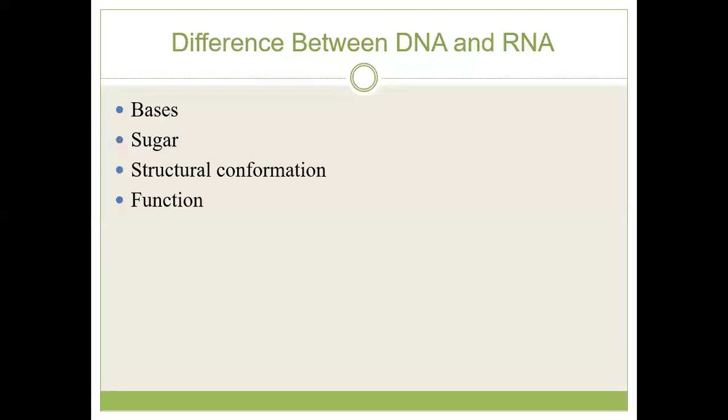Now, difference between DNA and RNA. I think we have already talked about the difference between DNA and RNA with respect to the bases. We say that DNA contains all the bases with the exception of uracil, right? While RNA contains all the bases with the exception of thymine, right? While with respect to sugar, we said DNA contains the deoxyribose sugar, while RNA contains the ribose sugar, right?